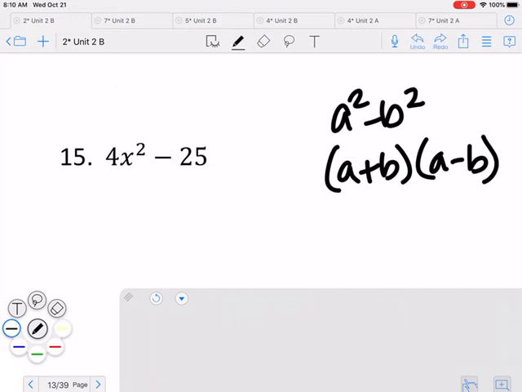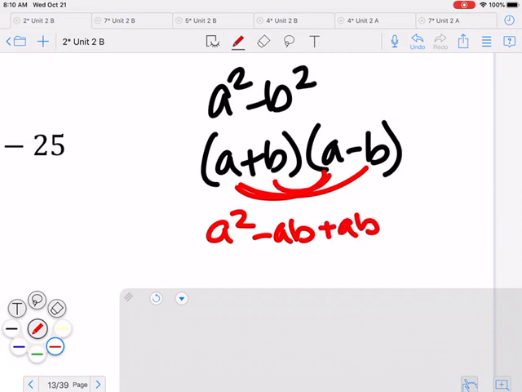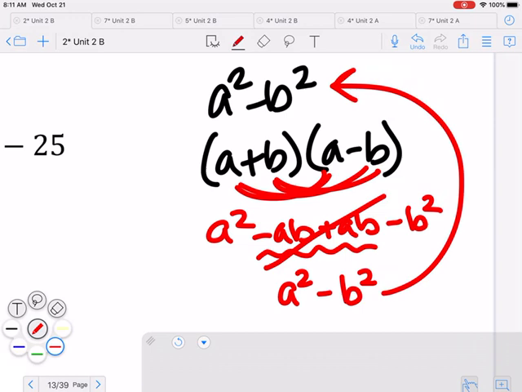Well, let's FOIL this out to check our work. A times a is a squared. A times negative b is negative ab. Inside, b times a is plus ab. And L for last, b times negative b is minus b squared. Negative ab plus ab adds to 0, so those terms cancel away. We're left with a squared minus b squared, which is the problem that we started with. So that's where this formula comes from.